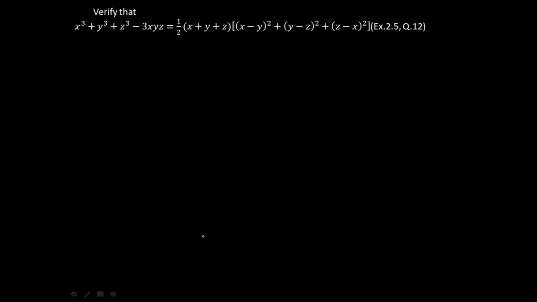Let's pick the next question. That is, if x plus y plus z equal to 0, then prove x cube plus y cube plus z cube equal to 3 times xyz. Okay, it's a very simple identity. This is a proof basically and important also for at least 2 marks.